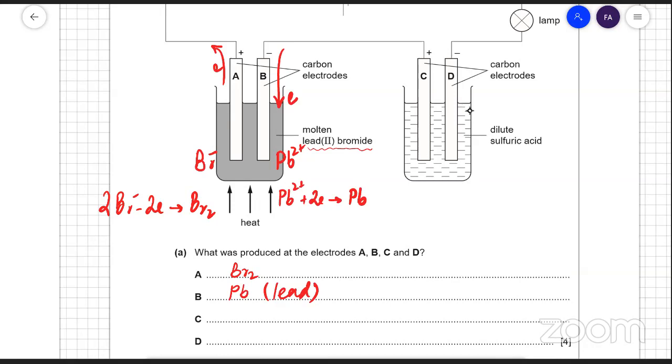The other part is a dilute solution. So it's aqueous, so it has a lot more ions. Sulfuric acid has H+, which is going to go to the negative electrode, which is shown over here. And sulfuric acid also has SO4 2− ions.